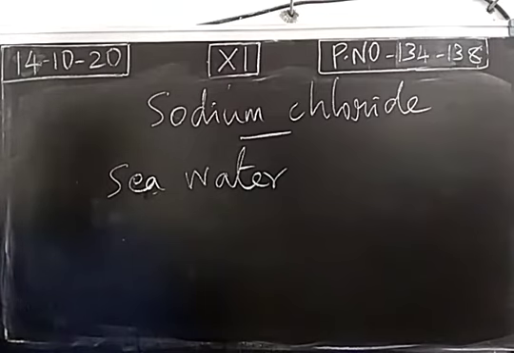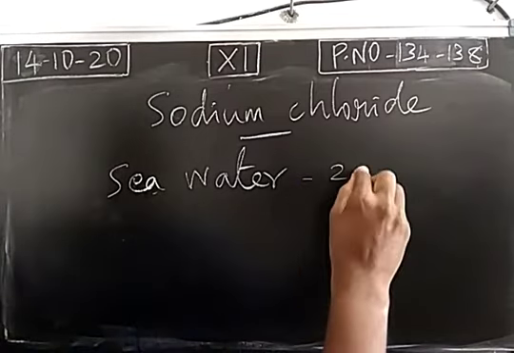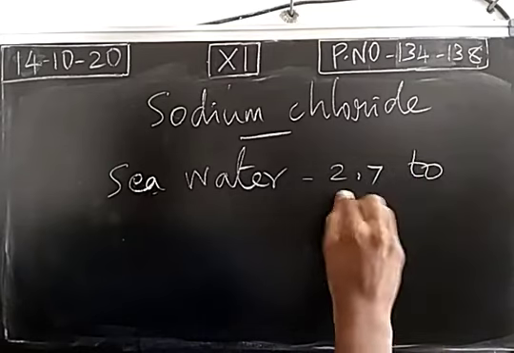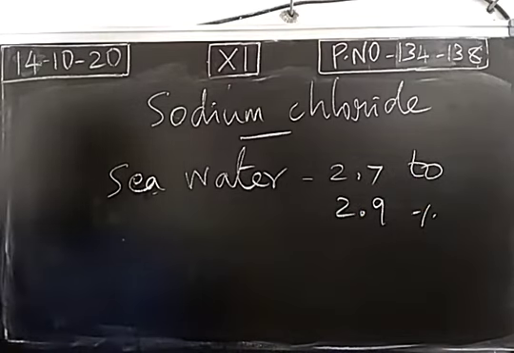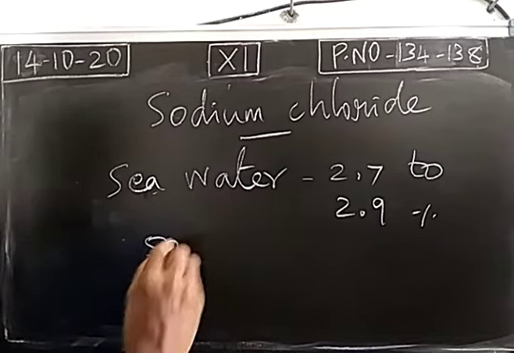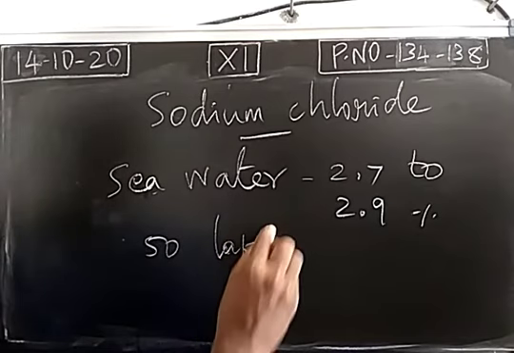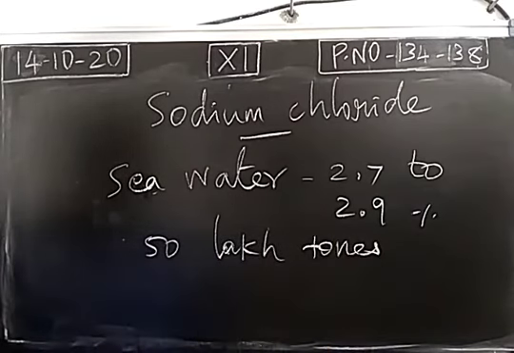So approximately 2.7 to 2.9% sodium chloride is present in seawater. By the ordinary evaporation method, we get sodium chloride from the seawater. In India, approximately 50 lakh tons of sodium chloride is prepared by the evaporation method. So this is a simple way to extract sodium chloride from the seawater.